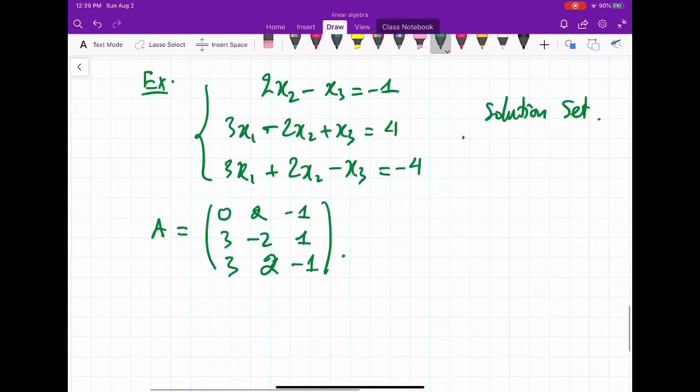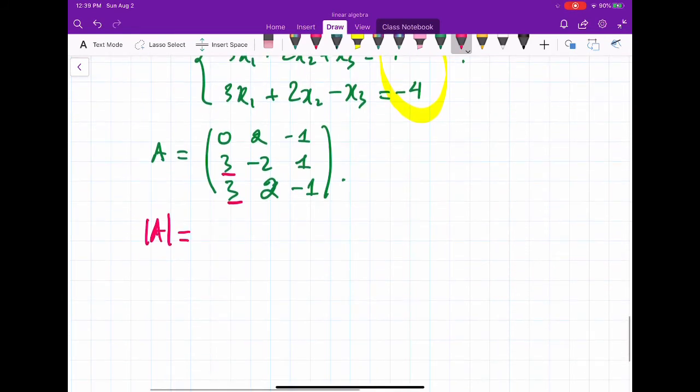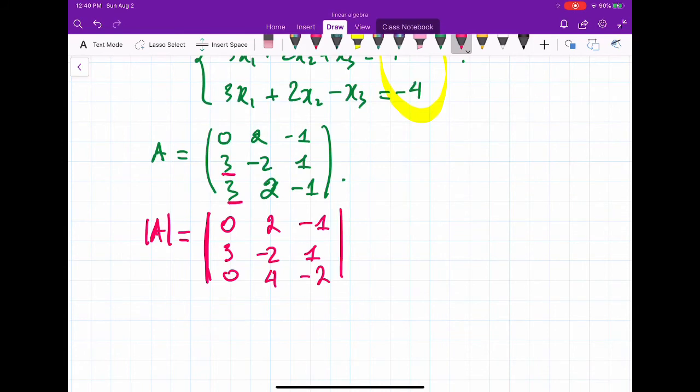You don't care about B, right? You don't care about this vector. You just need to care about the determinant of A. So I have 3 and 3 in here, so I just multiply the second row by -1 and add to the third, right? So I have the determinant of 0, 2, -1, then 3, -2, 1, and 0, 4, and -2.